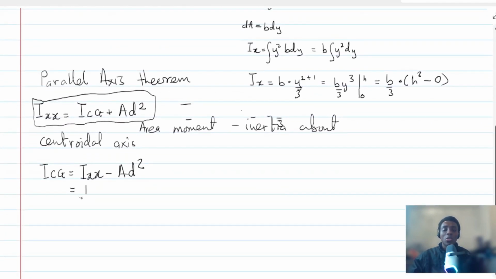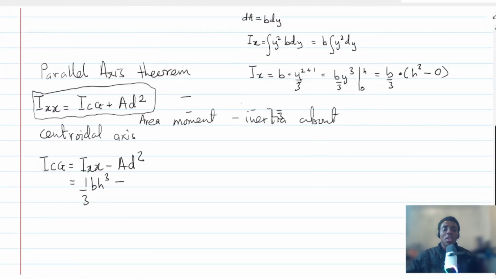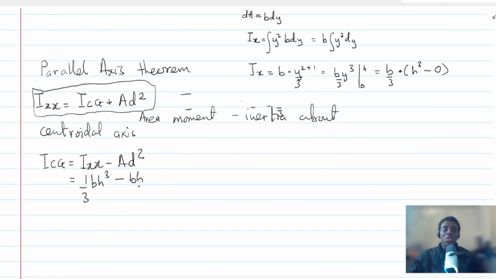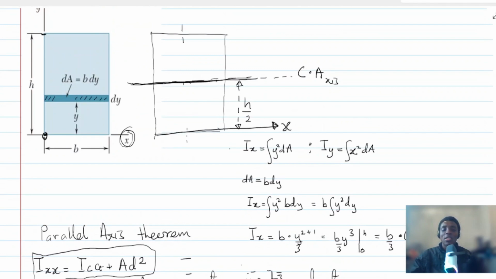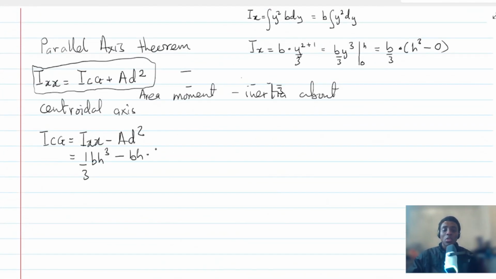BH cube. Oh, sorry, 1/3 BH cube minus the area of the rectangle, which is BH, so BH and D squared. So D squared is the distance between the parallel axes. Okay. So this centroidal axis is parallel to the x-axis. So the distance between them is h/2. That's all. So h/2 squared.